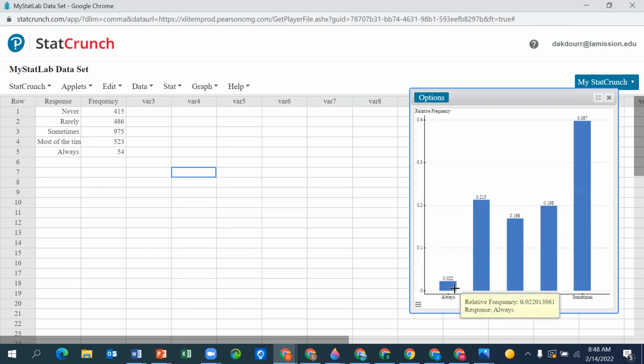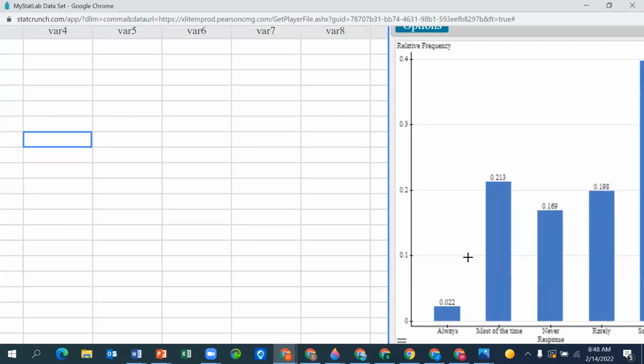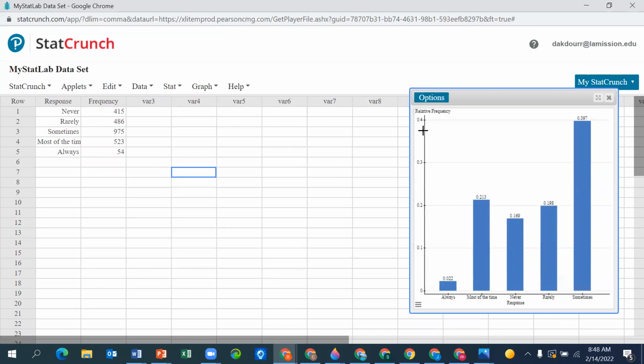These represent the relative frequency. If you notice, all of them are between 0 and 1. And if you take a look at the relative frequency here, we no longer have counts. We have relative frequency between 0 and, in this case, 0.4, because the largest one is 0.397. And here we have our relative frequency.